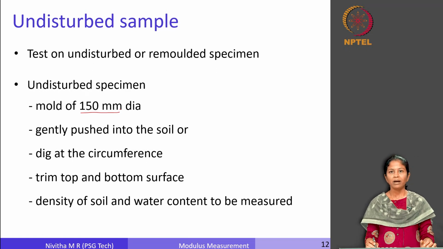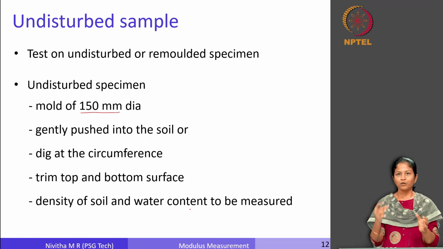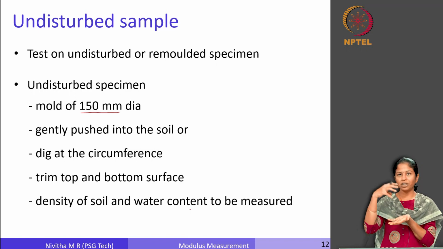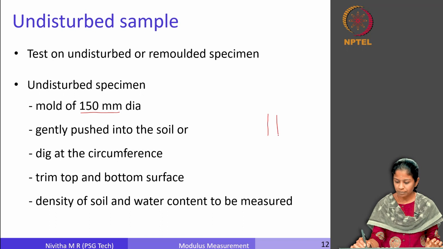There is a standard mold. All the details related to the mold and other apparatus and all other details are given in the codal provision. I am not getting into those details. We will just look into the test procedure and how to measure the CBR alone. So we have a mold of 150 mm diameter. So this mold is gently pushed into the soil, right. If it is easy to push into the soil, we can directly push into the soil. Otherwise, we dig at the circumference. Let us say this is my mold, okay. So this is my soil.